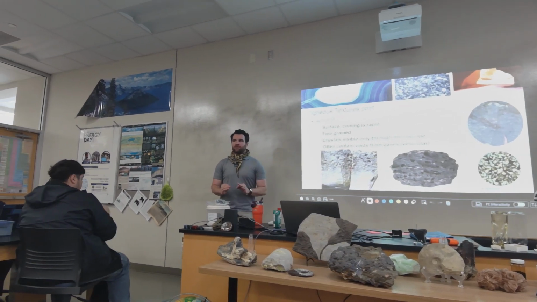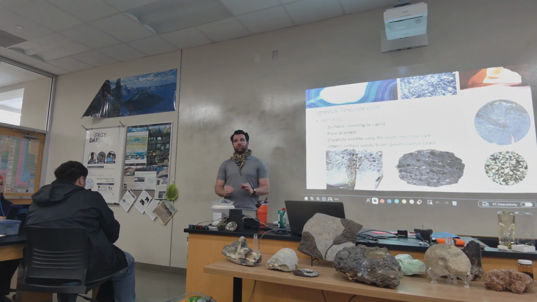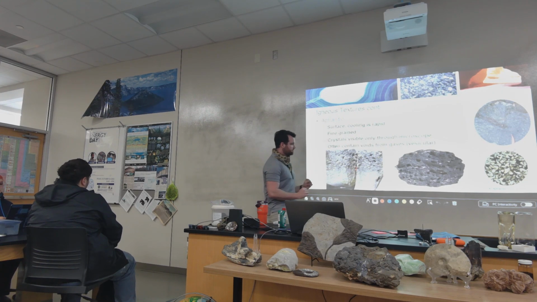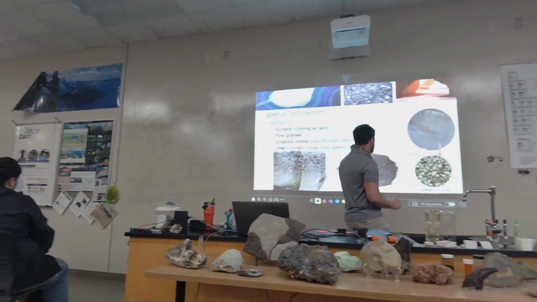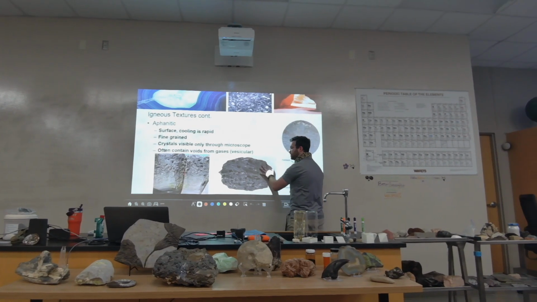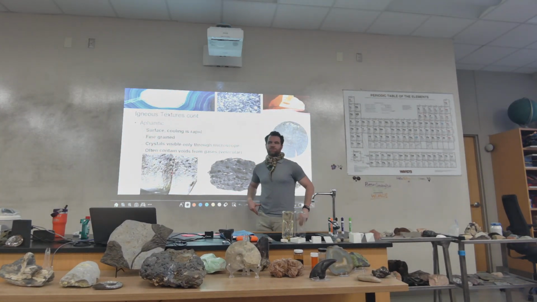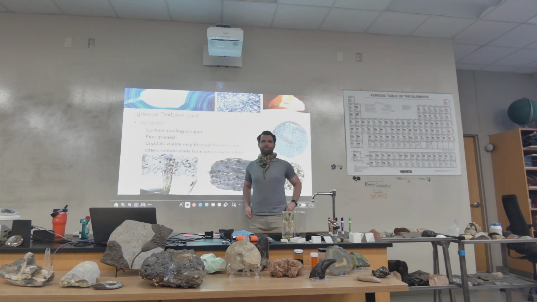Now, another texture that you may find associated with aphanitic rocks is called vesicular. You see how this rock is full of holes here? What do you suppose made all of those holes?